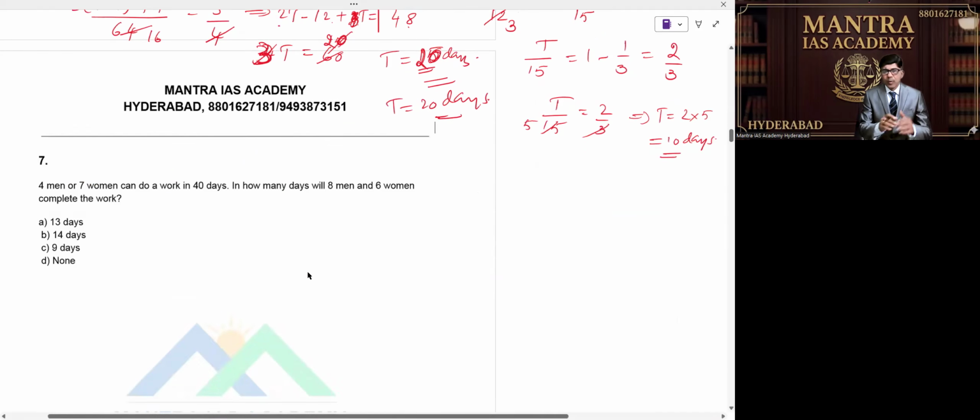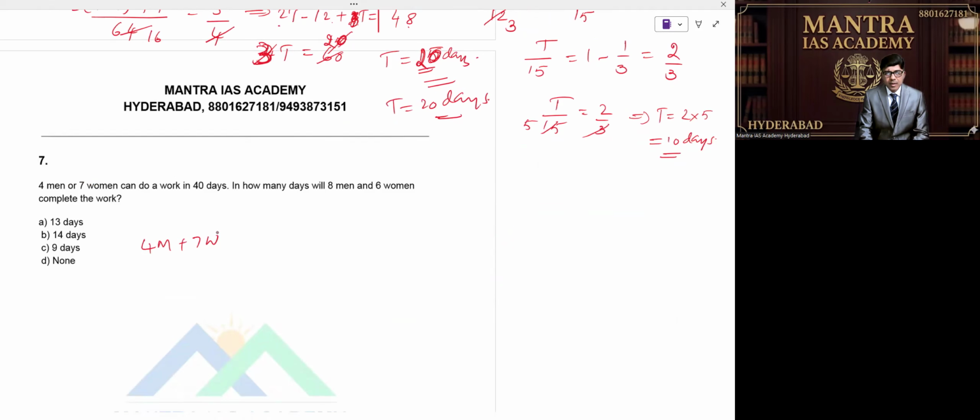So this is another model, right? 4 men or 7 women can do a work in 40 days. In how many days will 8 men and 6 women complete the work? Here 4 men plus 7 women, so 1 day's work is 1 by 40. This is a story, but it is an AND model.